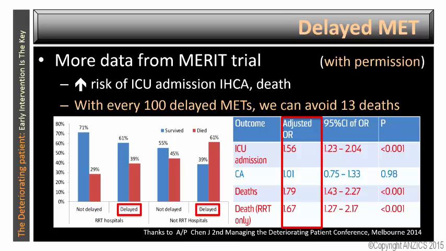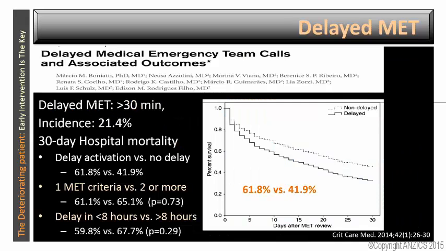So if you were in an RRT hospital and you had a delayed MET, your mortality was about 39% compared to 29% otherwise. But if you are in a non-RRT hospital, mostly peripheral hospitals, and you have a delayed MET, the mortality was as high as 60%, which is quite significantly high. So there is quite a bit of a problem.